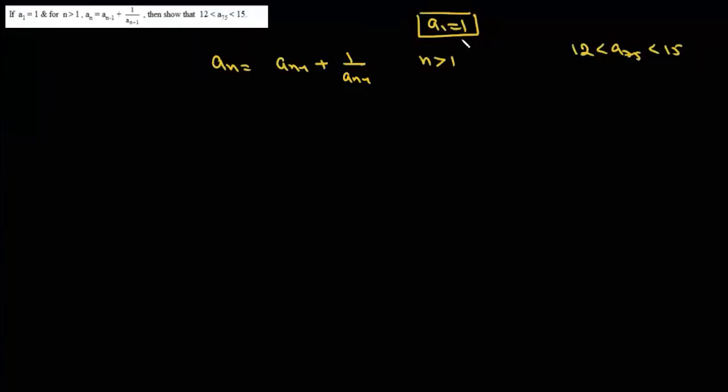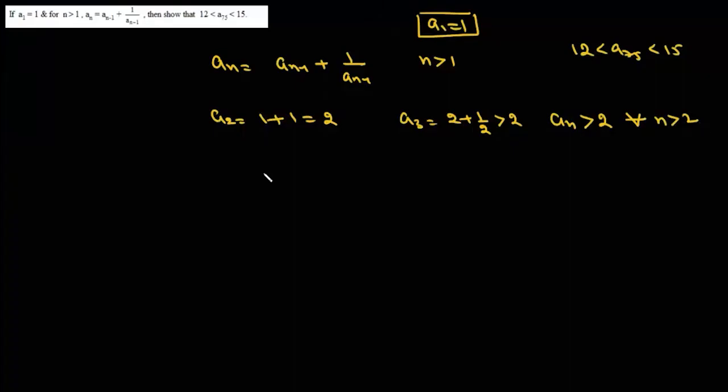Now a1 is 1. If we write a2, it is 1 plus 1. So a2 will be 2. a3 will be 2 plus 1 upon 2, which is greater than 2. And since it is an increasing sequence, any an will be greater than 2 for all n greater than 2.